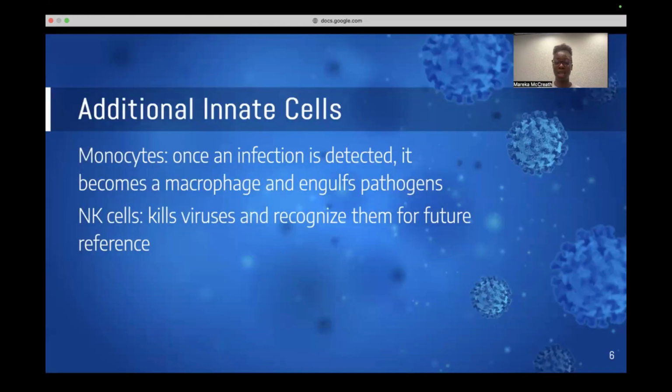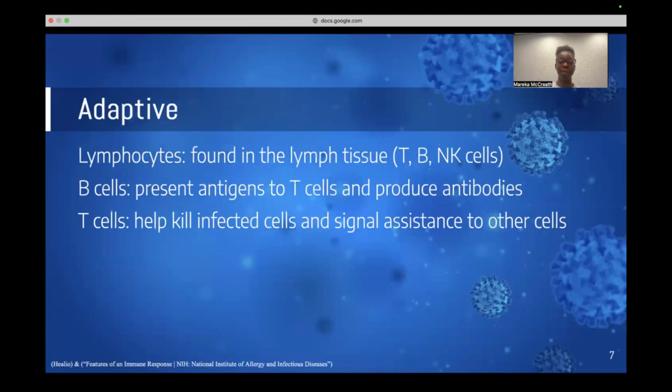Additional cells within the innate immunity are monocytes. Once an infection is detected, it becomes a macrophage and engulfs pathogens. And NK cells are a type of lymphocyte. They kill viruses and recognize them for future reference. The cells a part of the adaptive immunity are lymphocytes, which are found in lymph tissue. B cells present antigens to T cells and produce antibodies. T cells help kill infected cells and signal assistance to other cells.